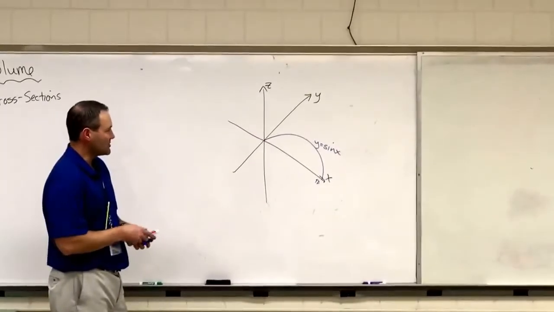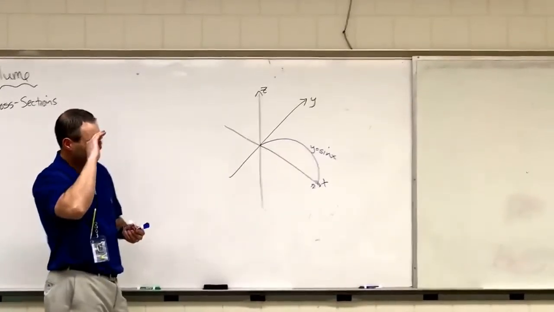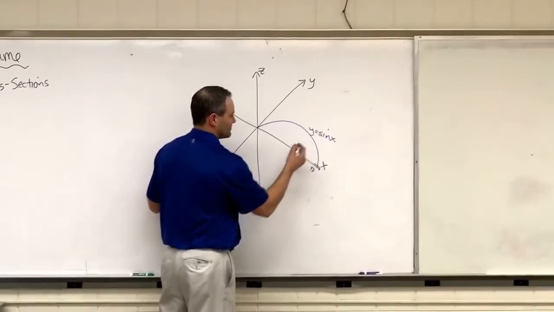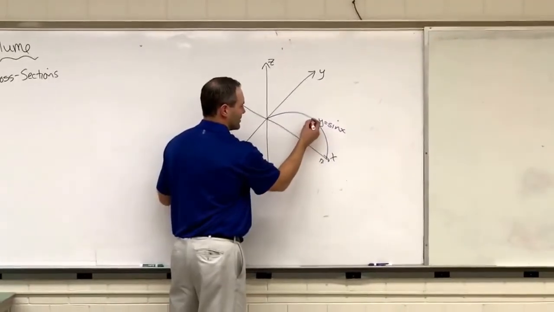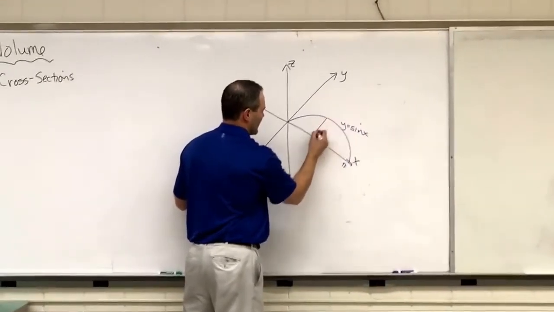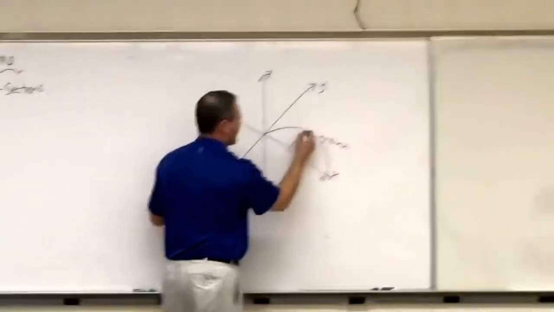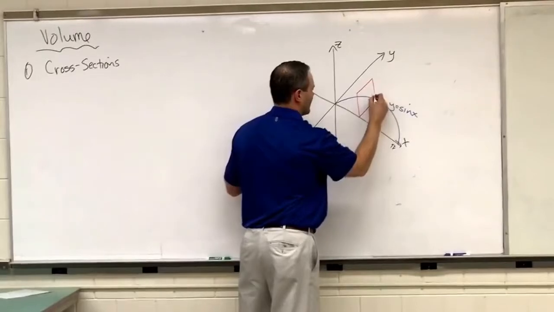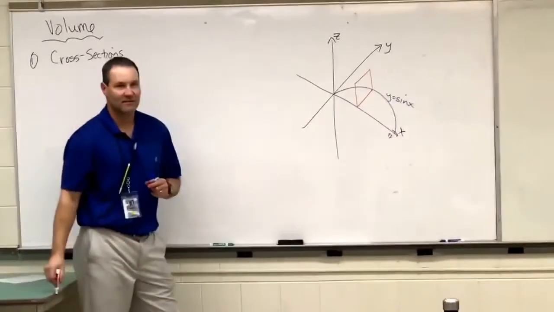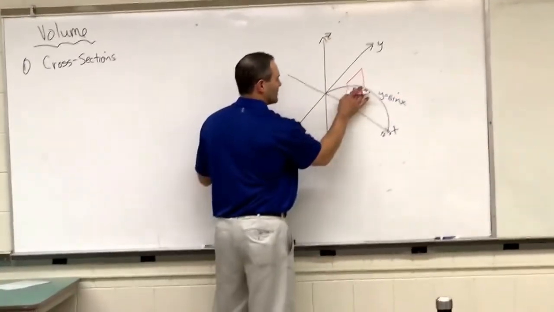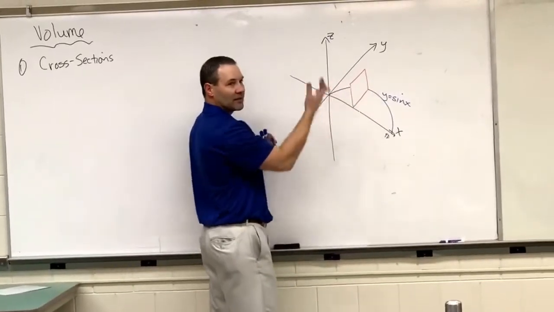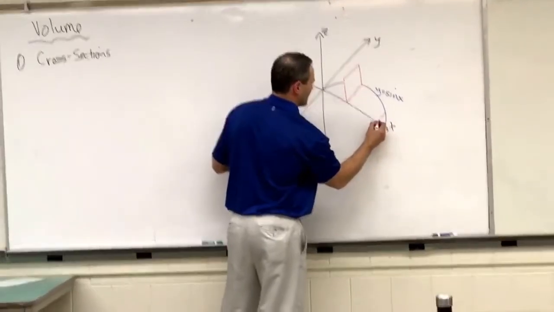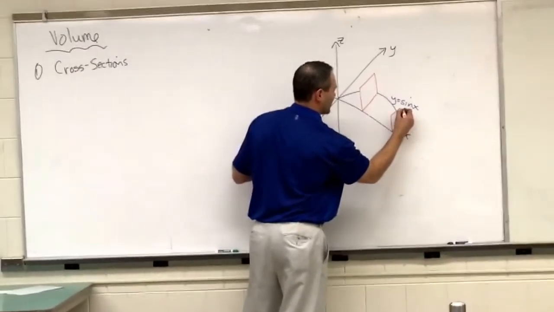And the cross sections, let's make them squares to begin with. Can you visualize that? No. The square coming out of the base. So there's a whole bunch of squares. Oh, okay, I got it. Is it better when I erase it? Yes.